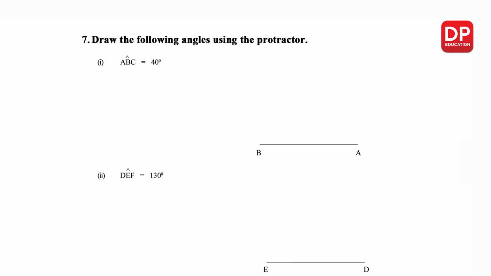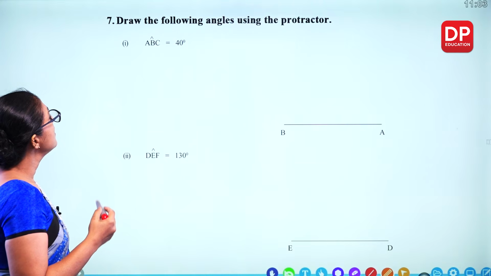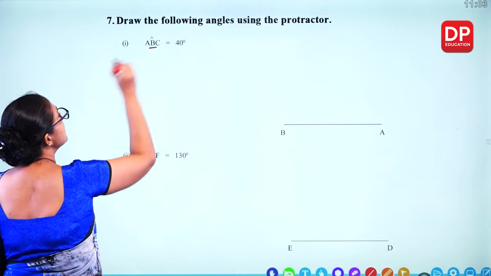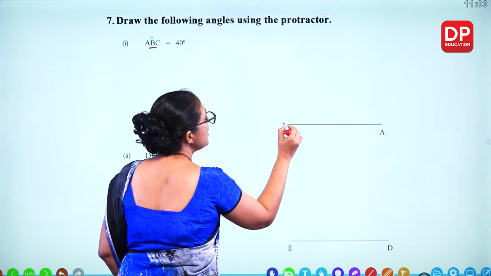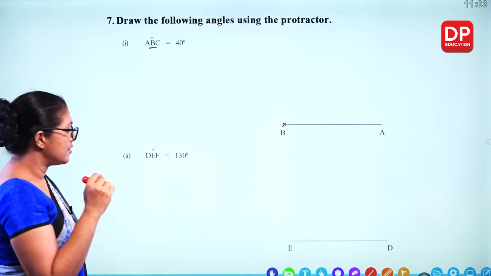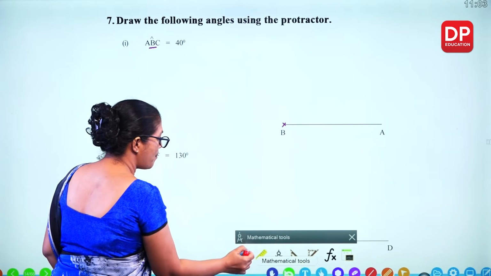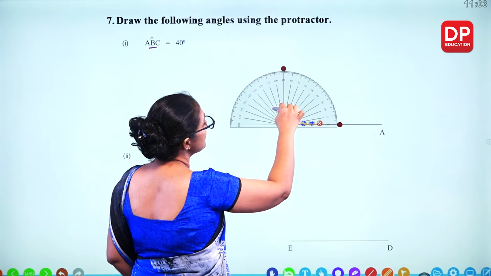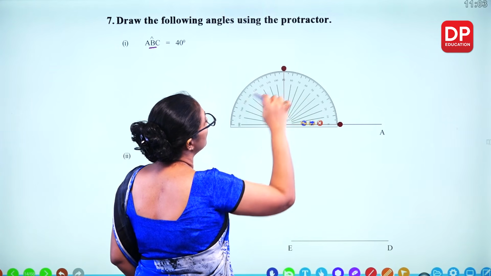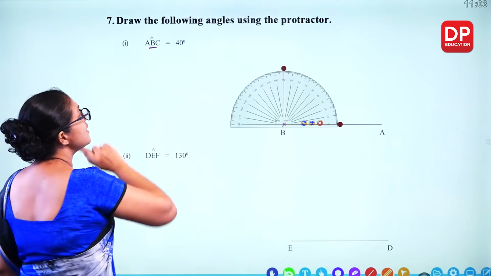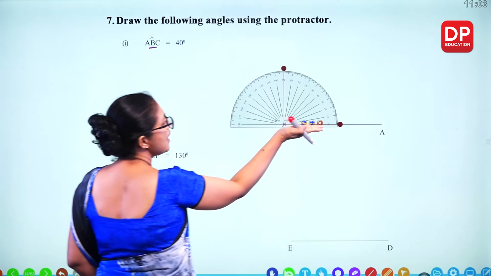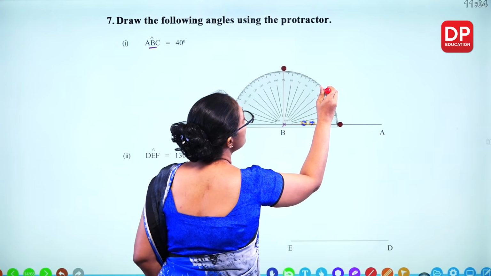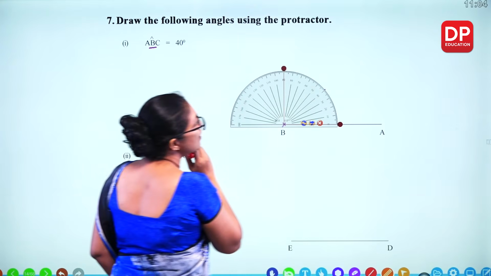Draw the following angles using the protractor. Now you are given ABC is 40. So angle is B, the middle one. So that means to this point we need to draw the angle. So what you do? You take the protractor, keep on top of this point, and then 40 degrees you have to measure. So from here, anti-clockwise 40. So you can put a point there for 40.